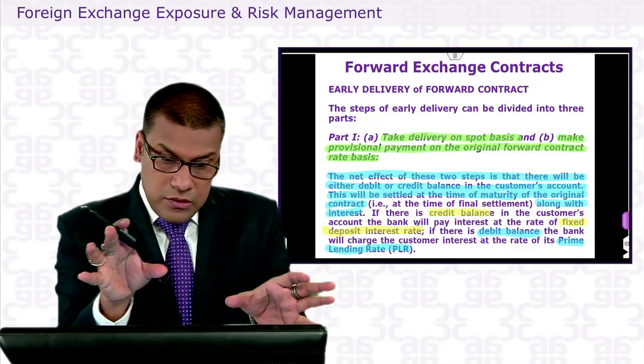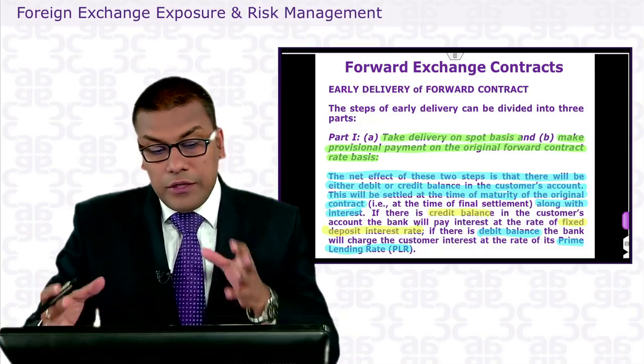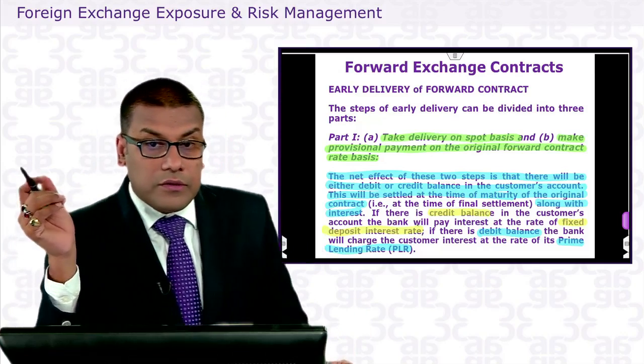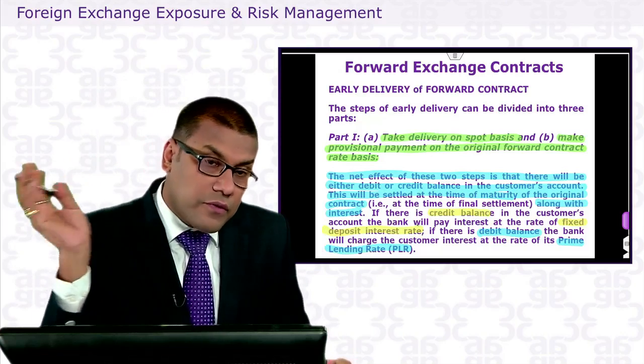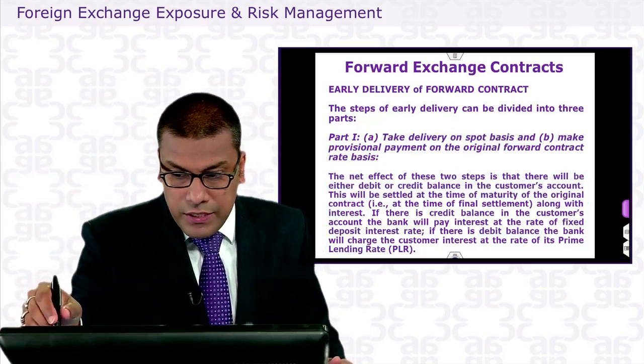So this is the first part: you will take the delivery on spot because it's coming early to you, and you will make a provisional payment on the original contract on the basis of the original maturity rates. So this is one part of the process.